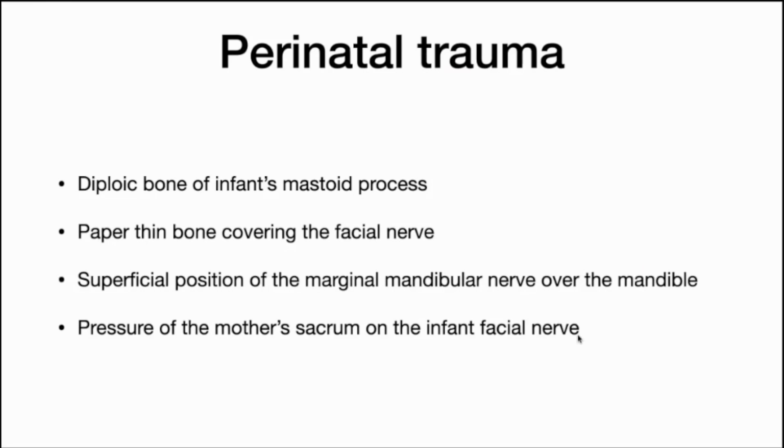What is the cause for a perinatal trauma? Why does a facial nerve get traumatized during delivery? Firstly, the bone of the mastoid process of an infant or a neonate is diploic. It is very soft. Then the bone covering the facial nerve is papery thin. The marginal mandibular nerve lies in a very superficial position over the mandible, and the pressure of the mother's sacrum on the infant facial nerve can cause facial nerve palsy.